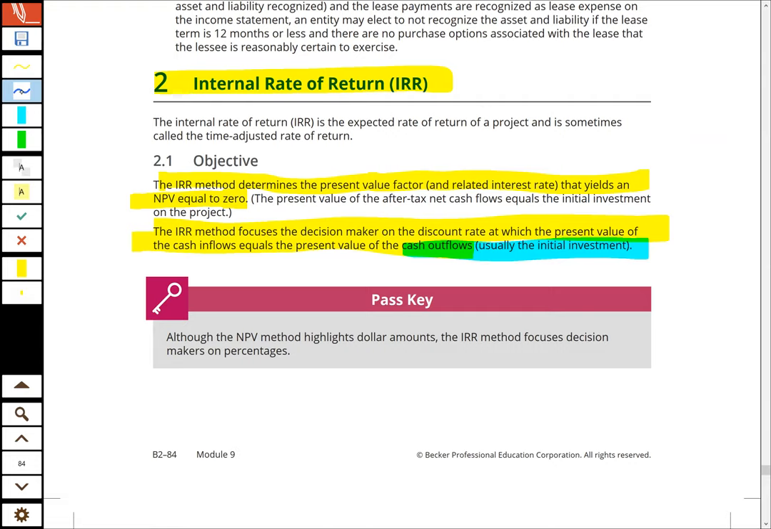So what you're going to consider is, well, what are the net cash flows that are going to come from this project? You're going to multiply that by what? By a present value factor. That's going to give me what? The net present value, isn't it? And that has to equal the initial investment.